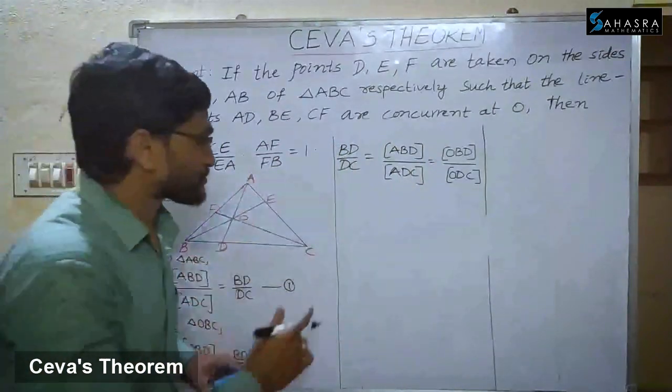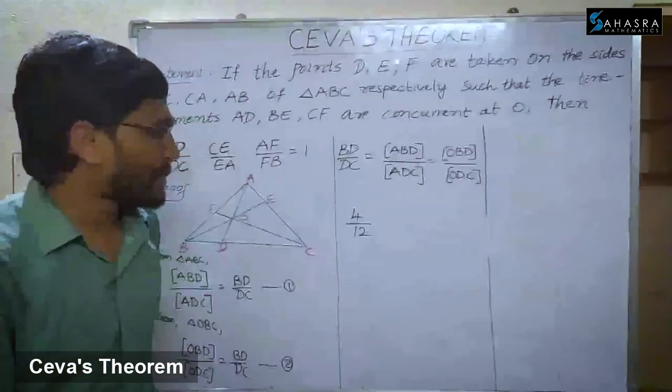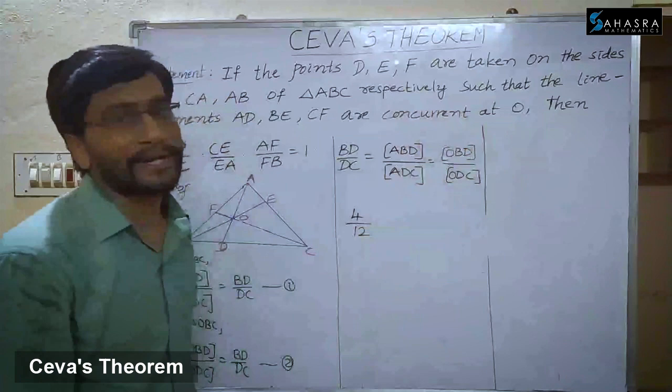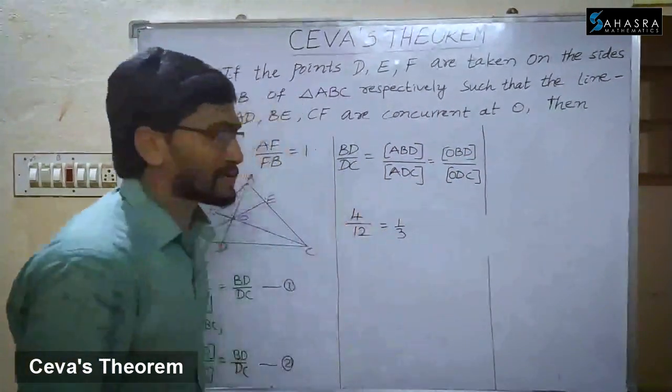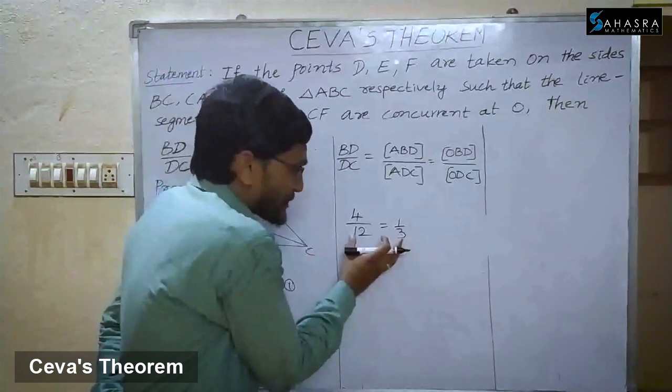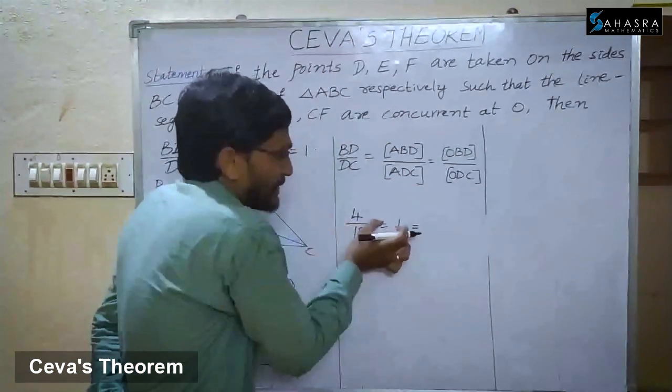If you observe, I want to consider 4 by 12. What is the simplest form of 4 by 12? Nothing but 1 by 3. 4 1s, 4 3s. From these two ratios, I want to write another ratio, that is 4 by 12 is equal to 1 by 3.